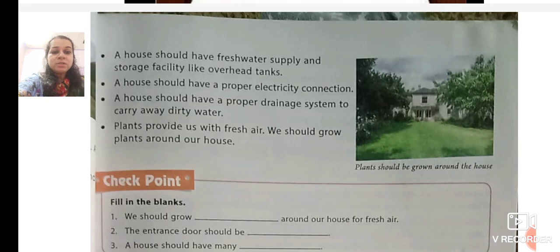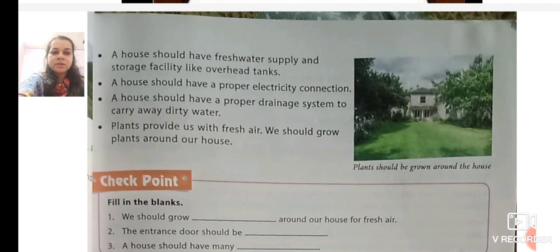So what will we do if we do not have water at home? We can't work, we can't clean our house, we can't bathe, we can't cook food, we can't wash utensils. So to do all these works we need water. So we need to store water. So what are the facilities in which we can store water? We should have overhead tanks so that we can store water.